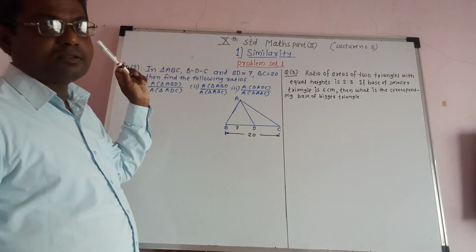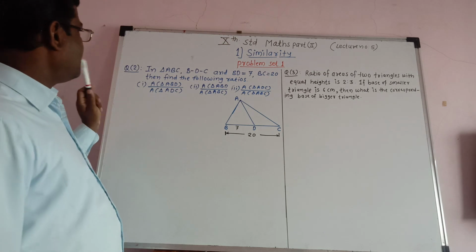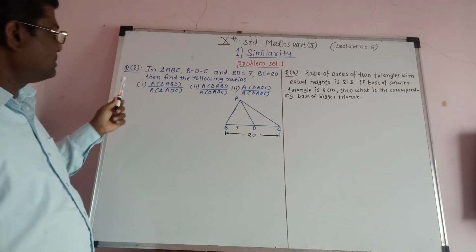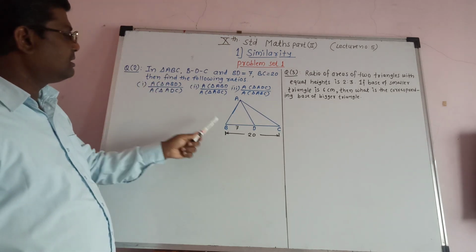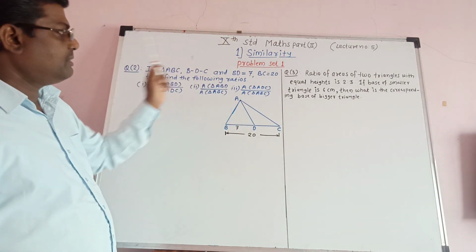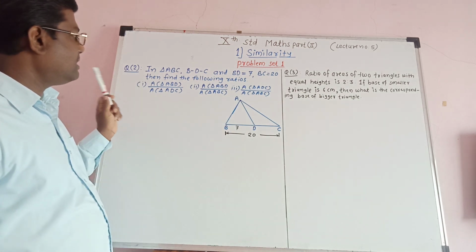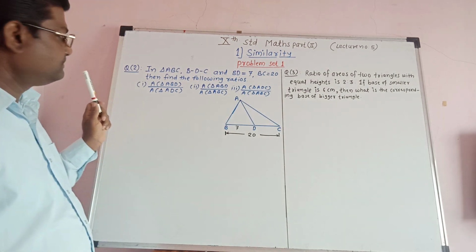Lesson number 1, similarity. Problem set 1. Let's solve question number 2. In triangle ABC, B-D-C, and BD is equal to 7, BC is equal to 20. Then find the following ratios.